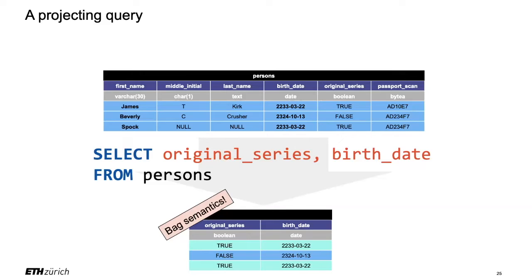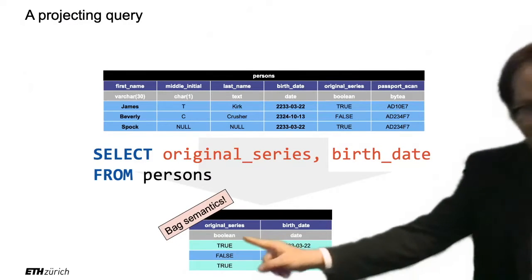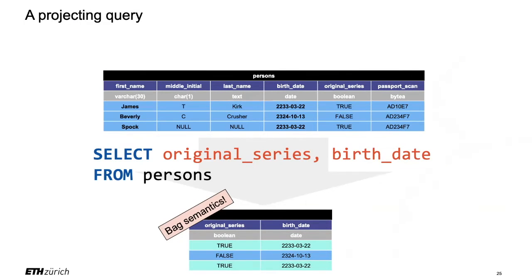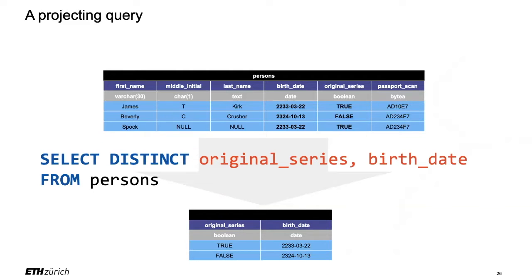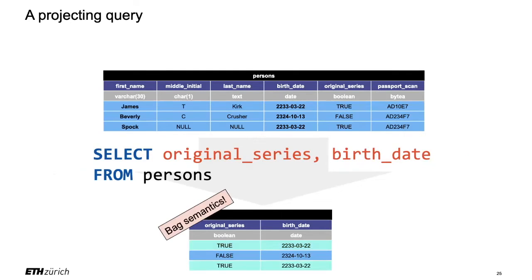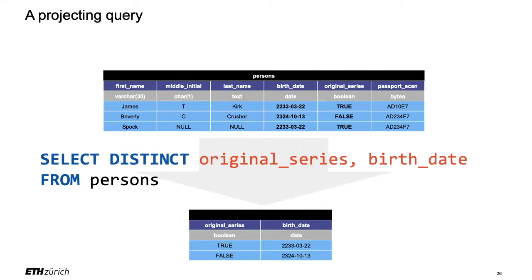You see, if we project on original series and birth date, then you see that the first projected record is the same here. Well, in fact, PostgreSQL is just going to return that to you. It will allow the duplicates. This is why I was saying that PostgreSQL, in fact, tends to have bag semantics, right, by default. If you want to have set semantics, you can just say select distinct, and then it will throw away the duplicates, right? For whom is that clear? Okay. But it's really, I mean, it sounds like English, right? This is why it's called structured English query language.